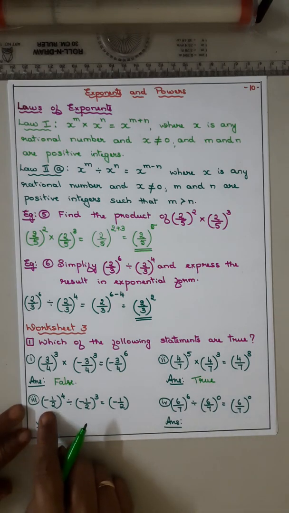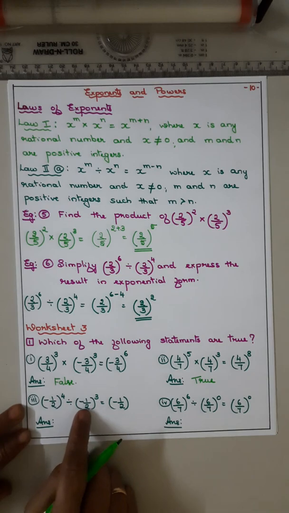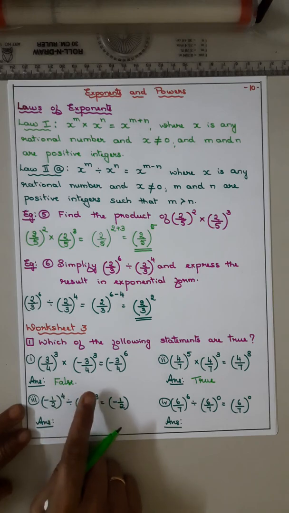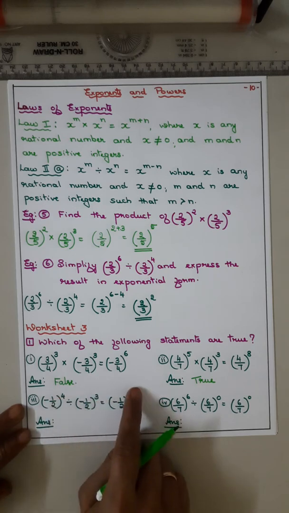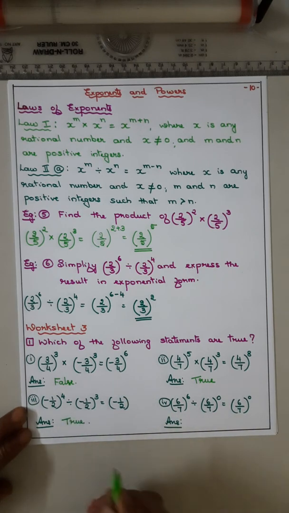Now minus 1 by 2 the whole raised to 4 divided by minus 1 by 2 the whole raised to 3. So bases are same. In between division sign. So what we have to do? According to the law, subtract the powers. So base is minus 1 by 2. 4 minus 3 is 1. When the power is 1, we are not writing it. So is it correct? Yes, it is true.